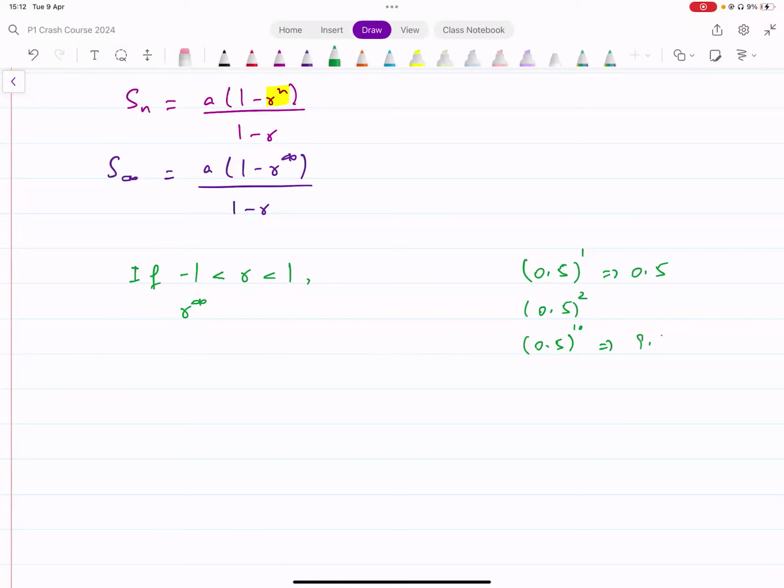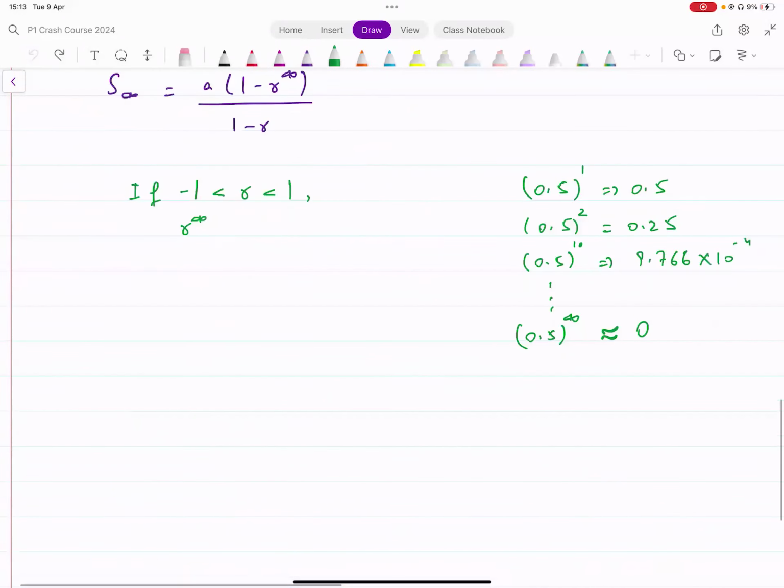9.765 times 10 to the power of -4, or 9.766 if you round. 0.5 squared was 0.25. You see, the number is becoming smaller and smaller. If you were to do 0.5 raised to power infinity, this number is going to be very close to 0. So if you take a very large power of a number between -1 and 1, it goes towards 0.